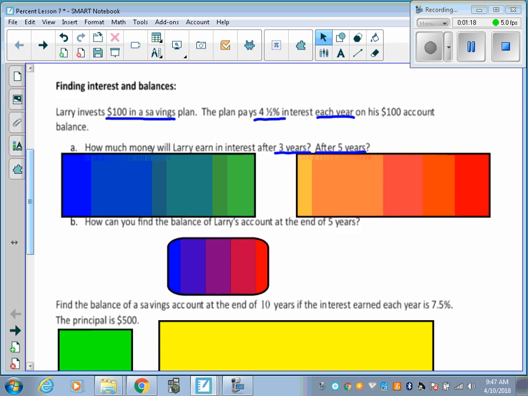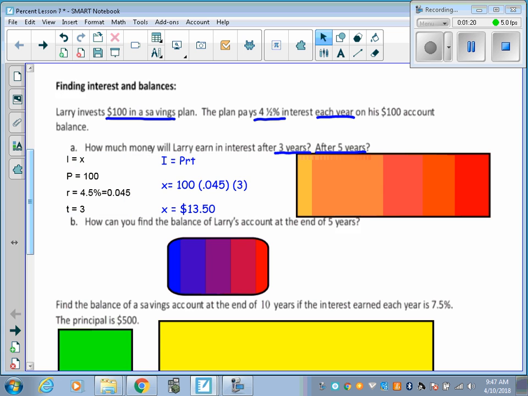So to do that, we've got to start plugging things in. The interest is equal to X. That's what we've got to find out. The P is the principal. You start off with $100 in the savings plan. And then 4.5% changes to 0.045, or 45 thousandths. And then T is 3 years, because we're figuring 3 years. So when you plug it in, I equals PRT, so X equals 100 times 45 thousandths times 3. So he would make $13.50 in those 3 years for just leaving his $100 in there.